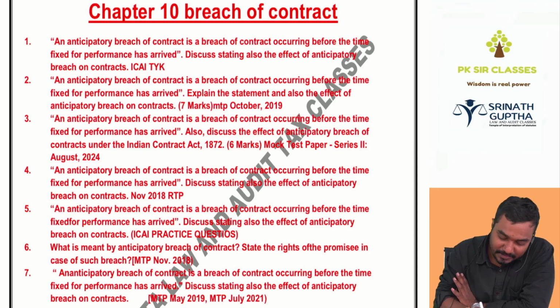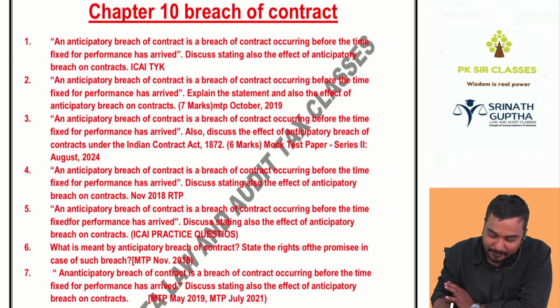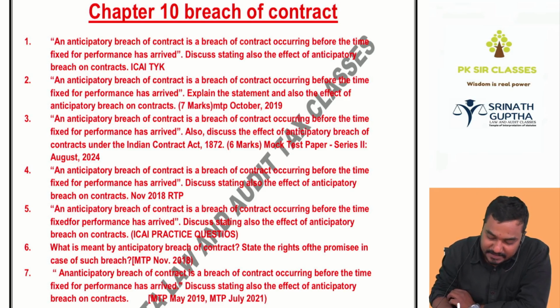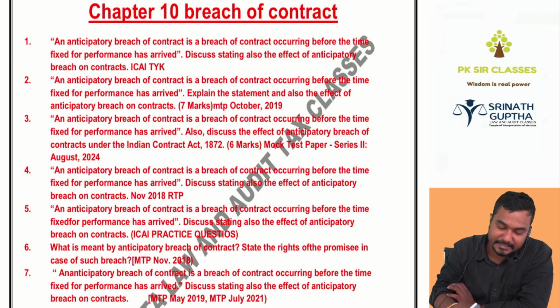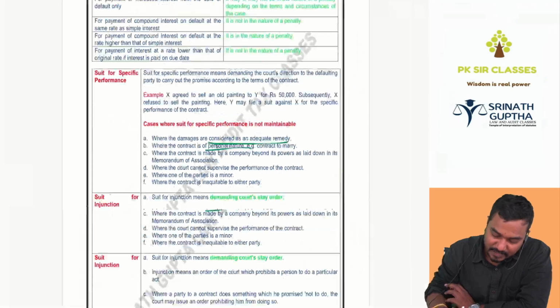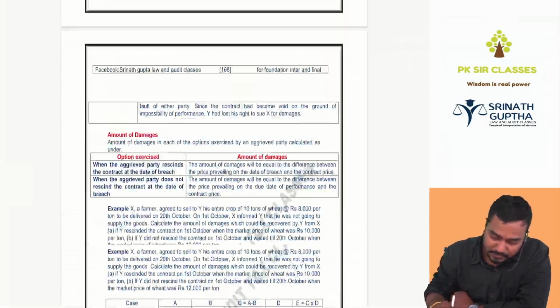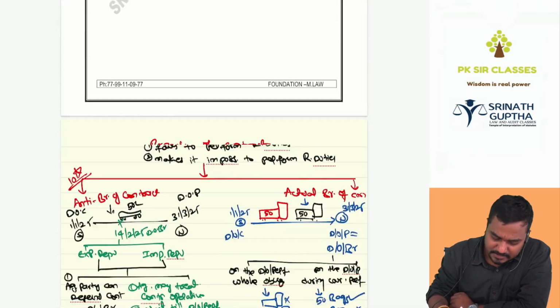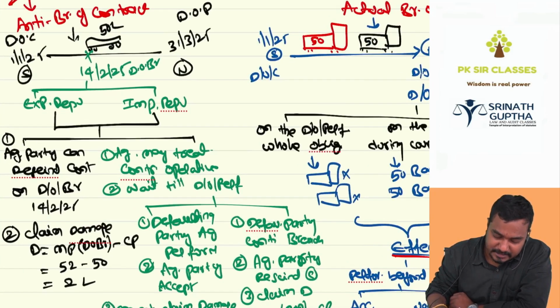The question: An anticipatory breach of contract is a breach of contract occurring before the time fixed for the performance has arrived. Discuss the definition, stating also the effects of the anticipatory breach. So, direct question, beta. He's asking what is anticipatory breach. He only explained what is anticipatory breach. He's asking the effects of the anticipatory breach.